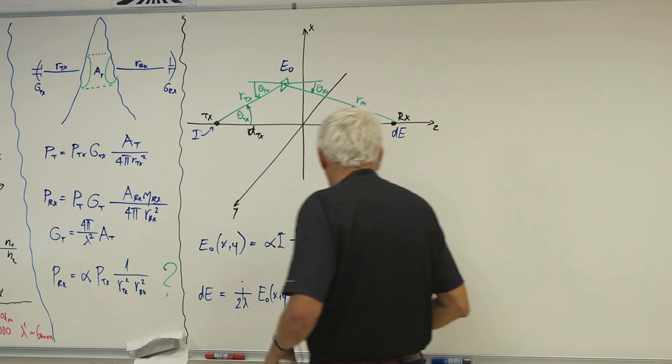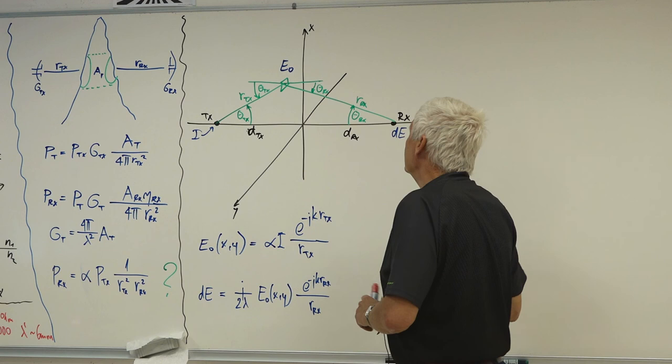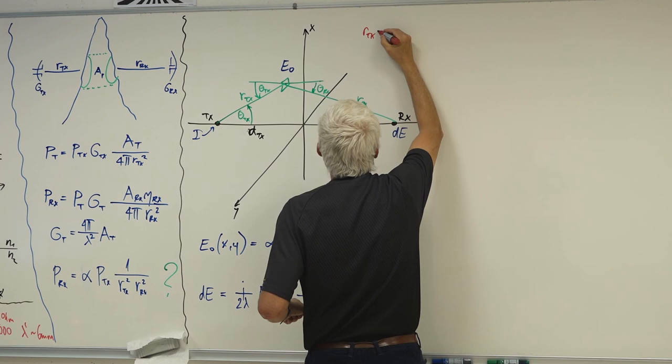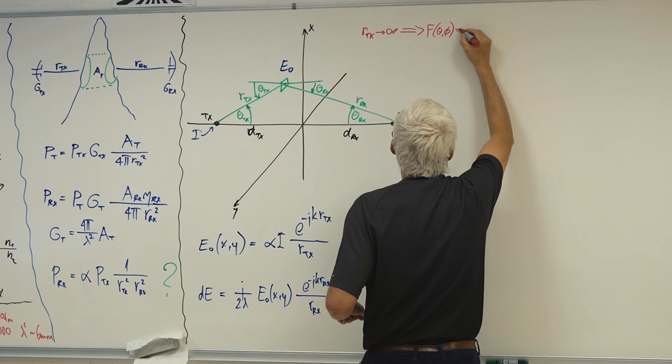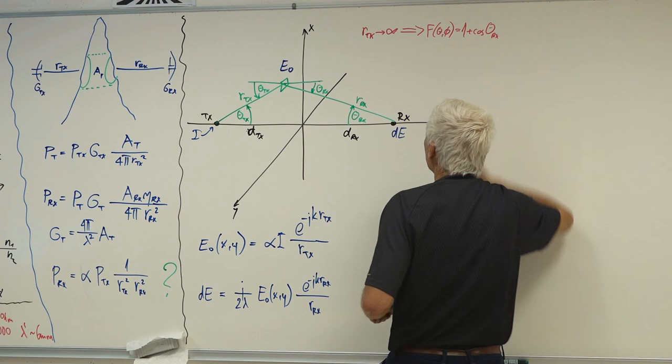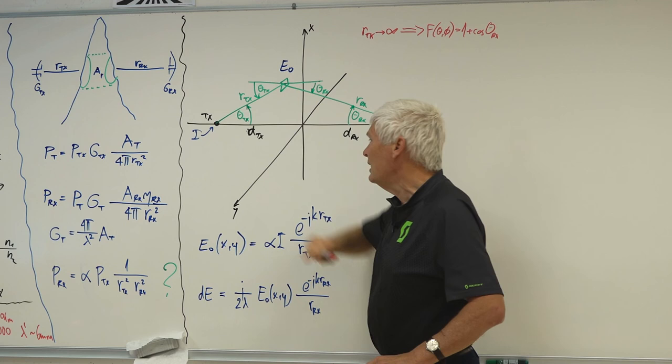So if the transmitter was far, far away to produce a plane wave here, so if r of the transmitter goes to infinity, then the radiation pattern of our Huygens source is 1 plus cosine theta receiver. Okay? This is what we did with the aperture. We illuminated the aperture with a plane wave coming from infinity, just pushing r transmitter to infinity.